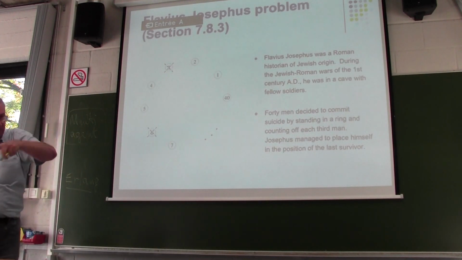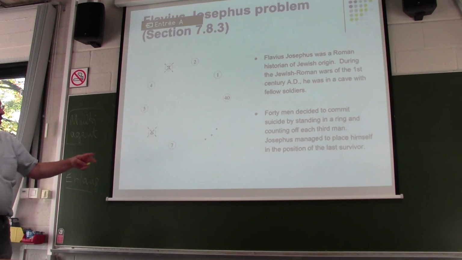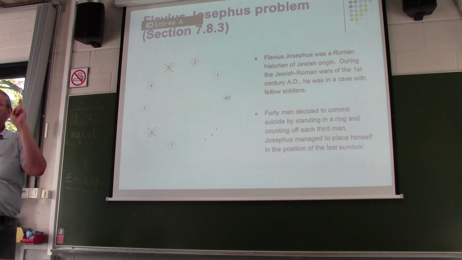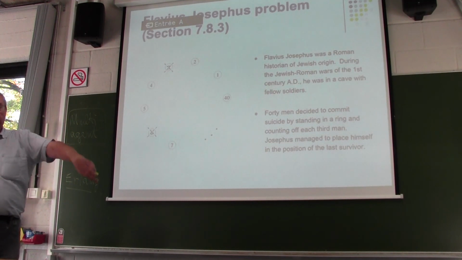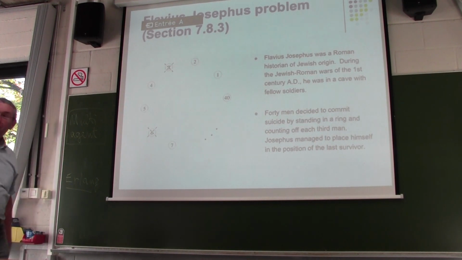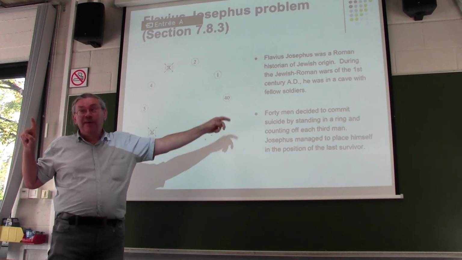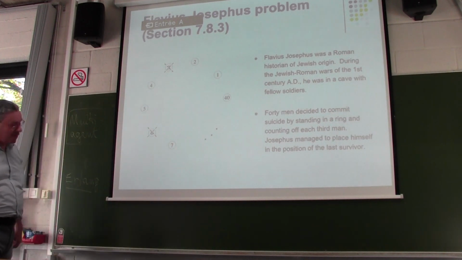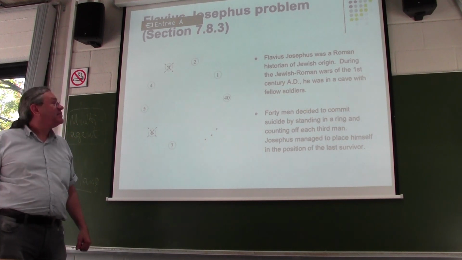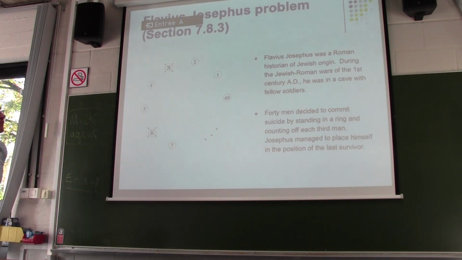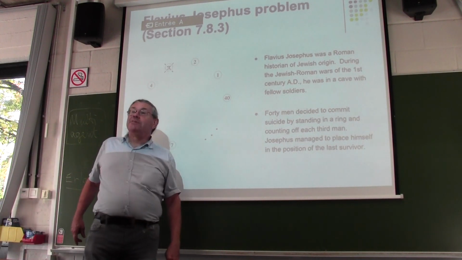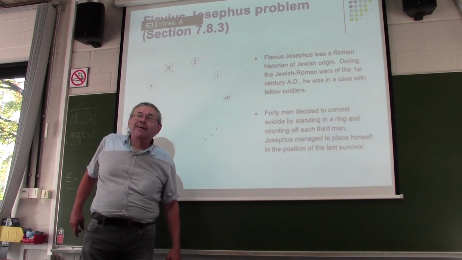They stood in a ring in a very neat protocol, and they would count every third man, 1, 2, 3, and then the guy commits suicide. And you keep going until there's only one left. So that's a famous story. It's part of Flavius Josephus's memoirs, which you can find in Latin. You can find a translation. Flavius Josephus was a very smart guy.